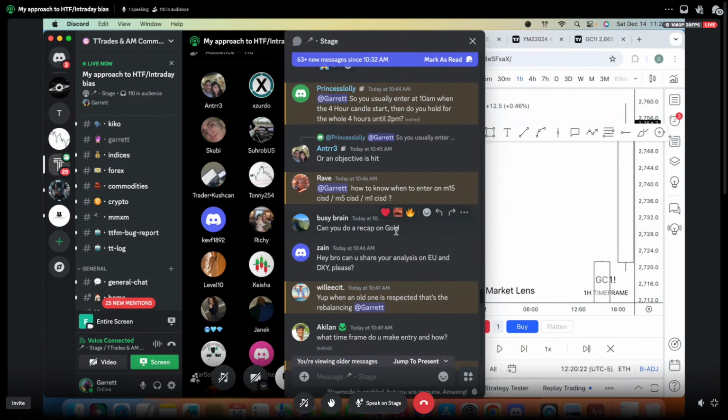How to know when to enter on 15 minutes, CSD, 5 minute, 1 minute. So the 1 minute time frames are when you have 5 minute or 15 minute protected highs and lows. Then you can drop down to the 1 minute inside of those areas. 15 minute, it's going to be when you have 1 hour, 4-hour protected lows. Then you can use the 15 minute, 5 minute.